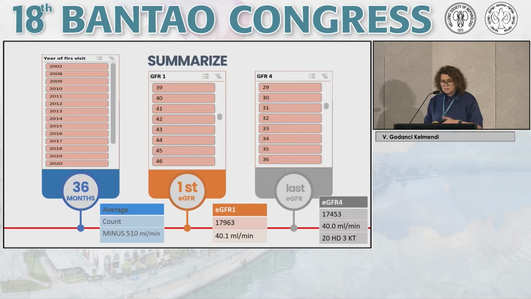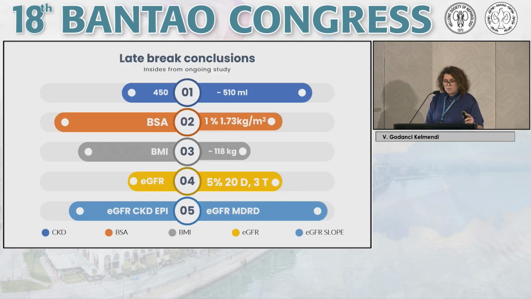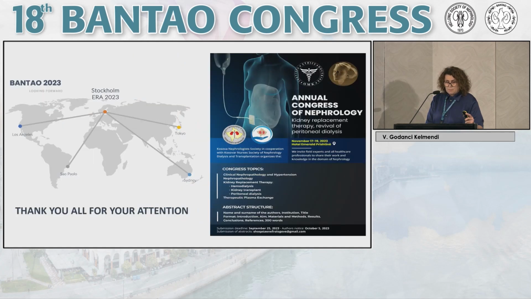To summarize, in our population, at the end of the study, we had a decline of 510 milliliters. 20 of our patients went to dialysis, and 3 of them had a kidney transplant. So these are the conclusions again.